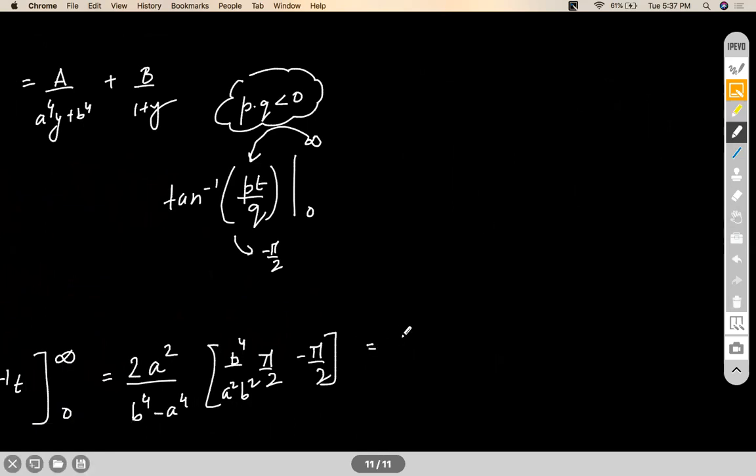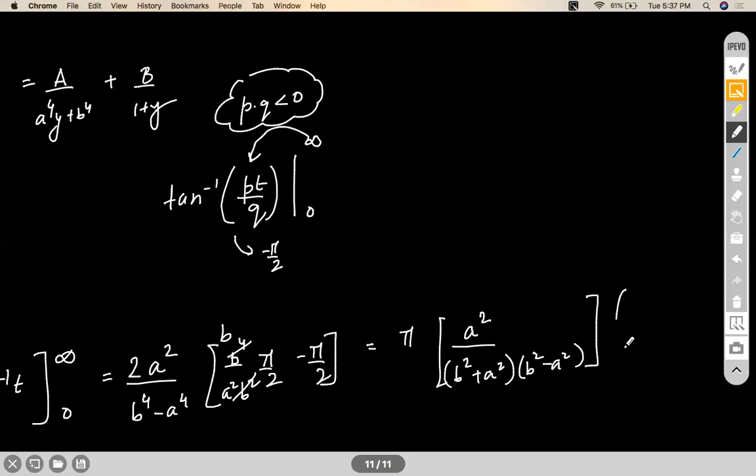You could take common, so it will become a pi, and you'll have a square by b square plus a square times b square minus a square. And down here, this will become b square minus a square by a square. So this a square will go off with this, giving you the answer as pi by a square plus b square.